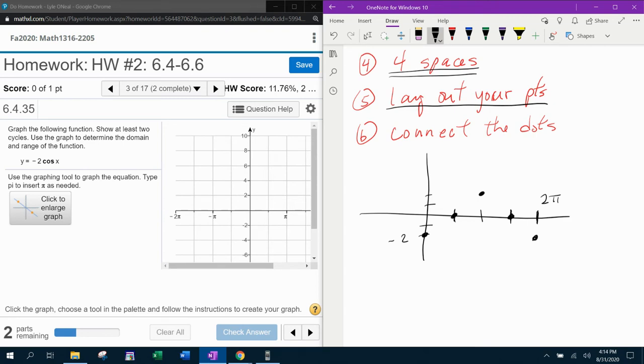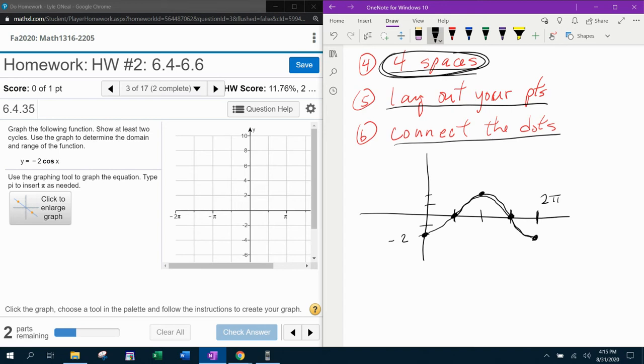Remember, sinusoidal means that these functions are going to make a wave. And if you notice, the reason that I need the 4 spaces is because the hash marks are where your points go. And now we can connect the dots. Step number 6, connect the dots.